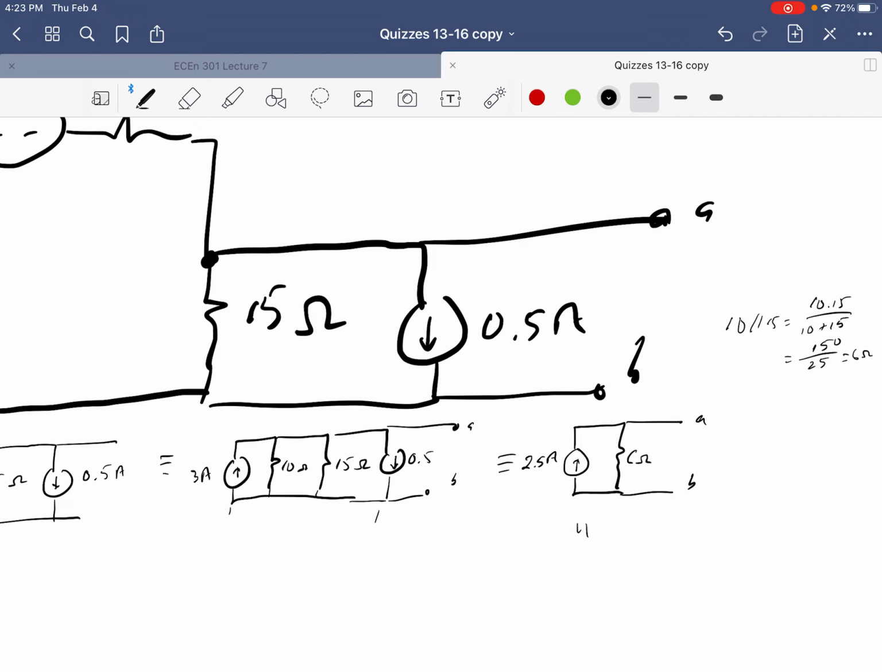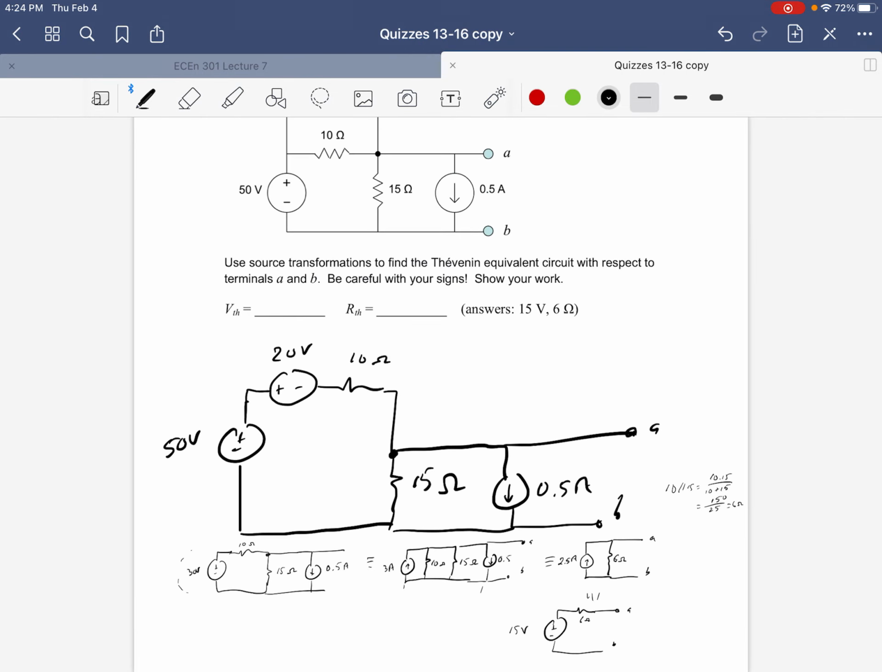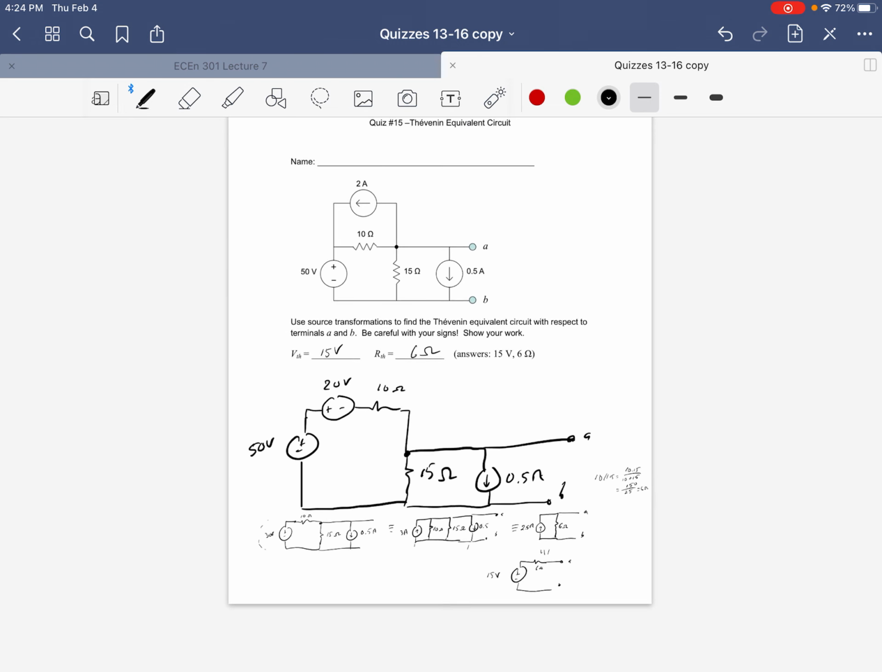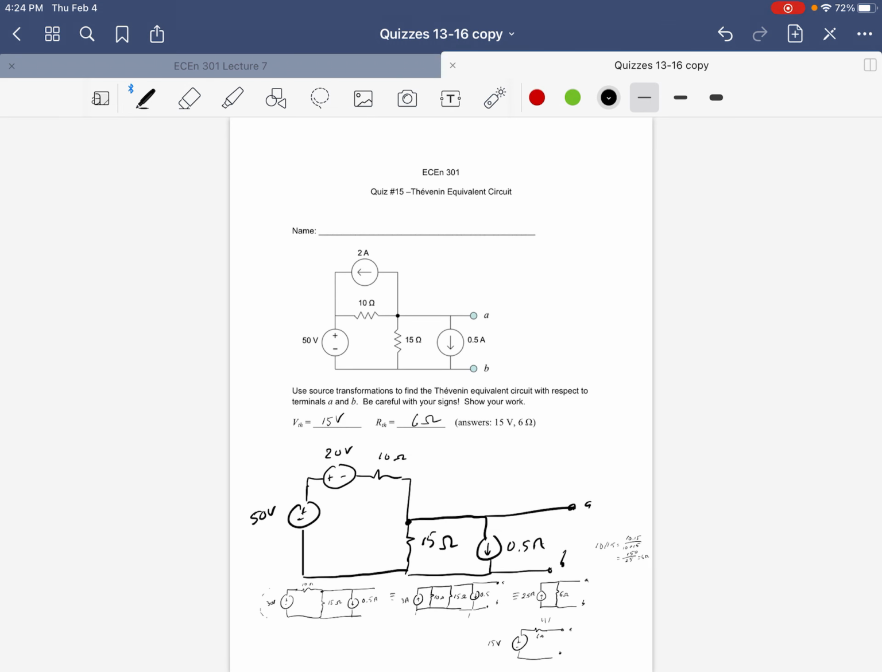A, B, and now we do a source transformation back to get 2.5 times 6. So let's see, so that's going to be what, 12, 13, 14, 15 volts and 6 ohms, A, B. All right, so our answer should have been 15 volts and 6 ohms. Okay, that's how to do quiz number 15.